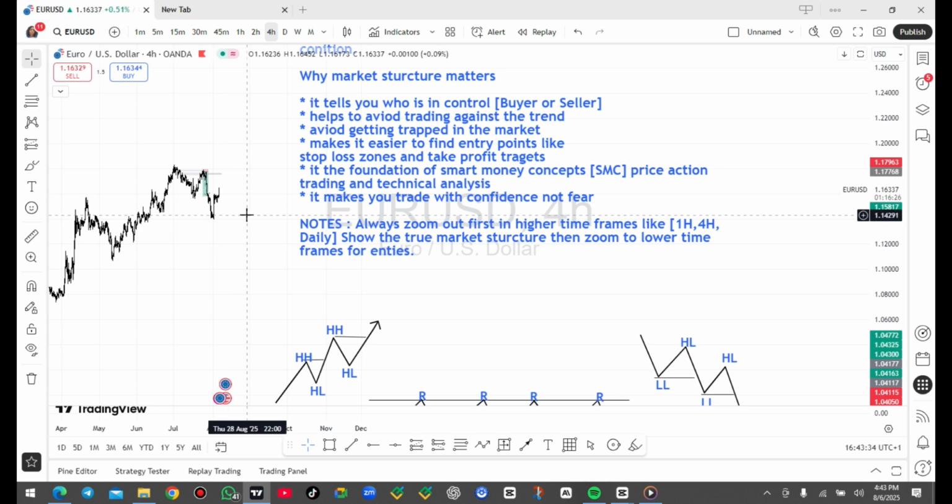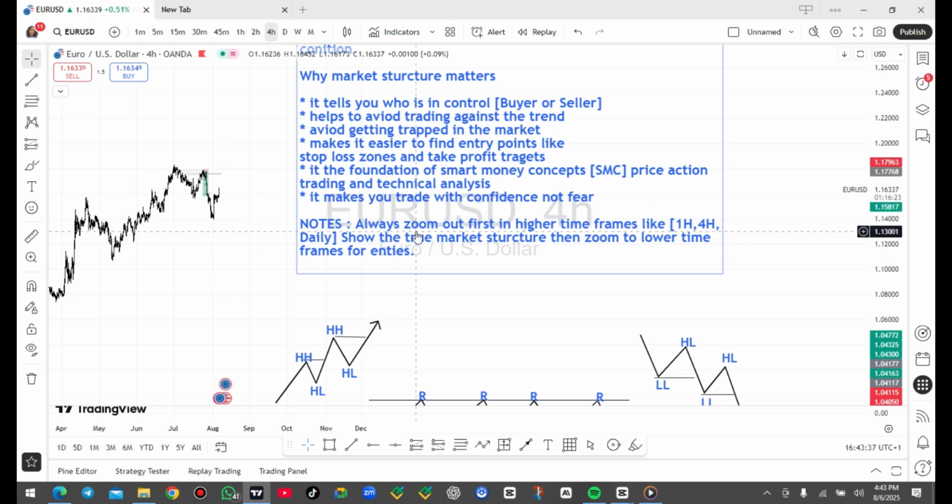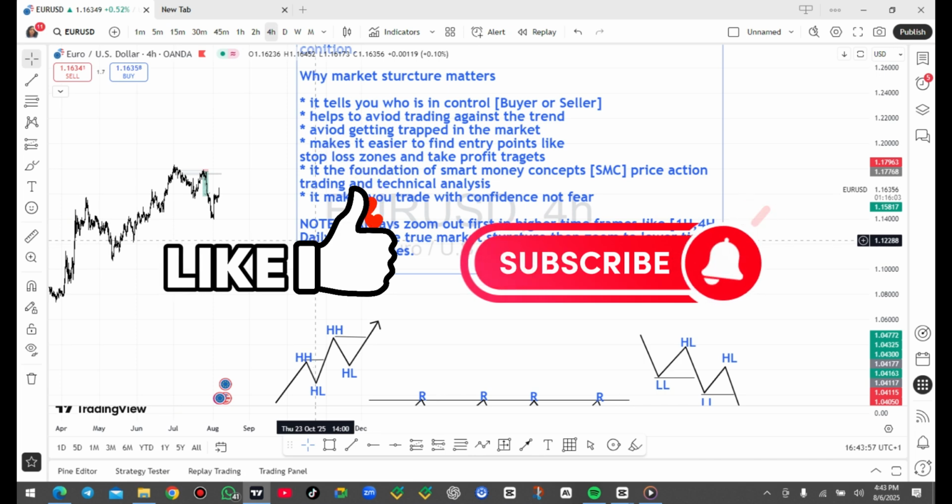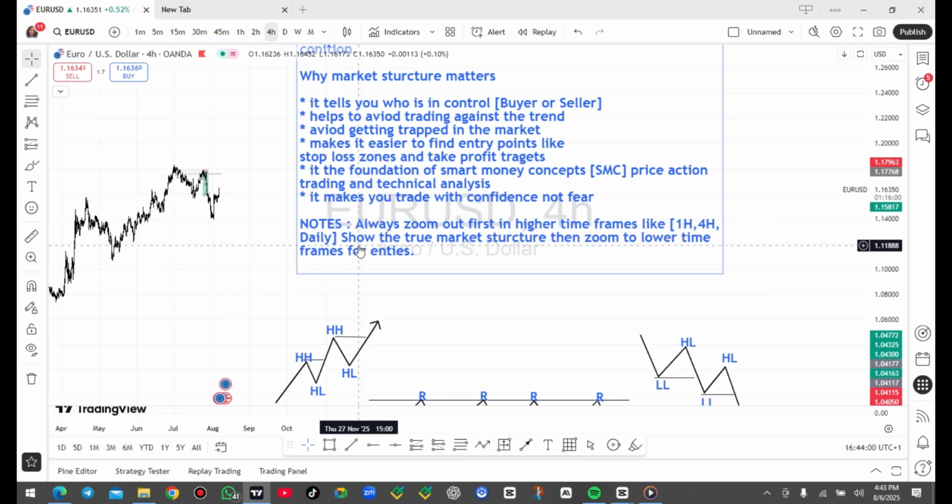So note, always zoom out first on a higher time frame when analyzing, it is very necessary. If you analyze from the daily time frame, 4 hours or 1 hour, always zoom out first. It shows you the true market structure. It will give you a clear picture of how the market is. Then zoom into a lower time frame to find your entry. Let's say you are someone that analyzes from 4 hours and 1 hour. Go to 15 minutes or 5 minutes and get your entry.